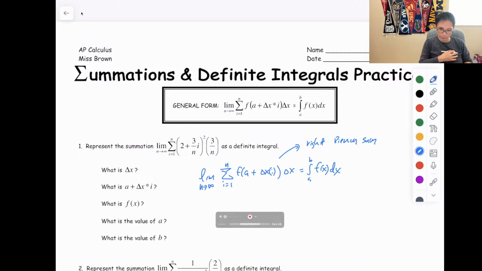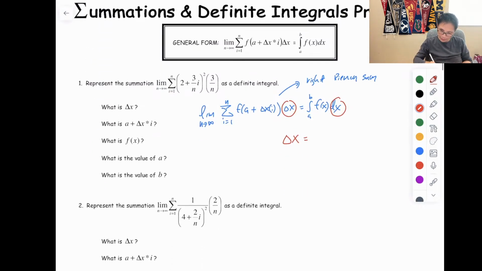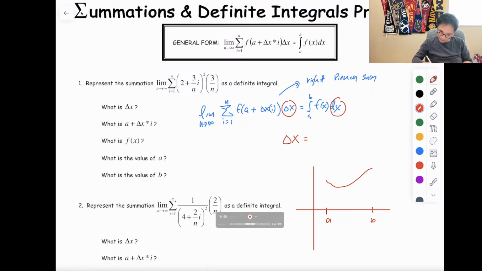Okay, we're going to start with the simplest thing. We're going to start with this dx here and dx here. So delta x is each width of a rectangle. Each width of a rectangle. So let's just say if I would integrate between a to b, and let's just say a is equal to 1 and b is equal to 5, and let's just say I want to write an approximation.